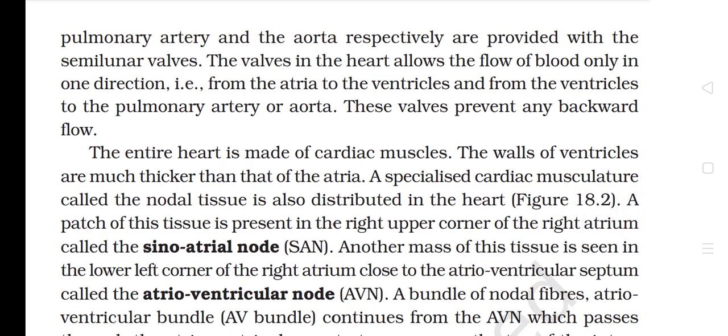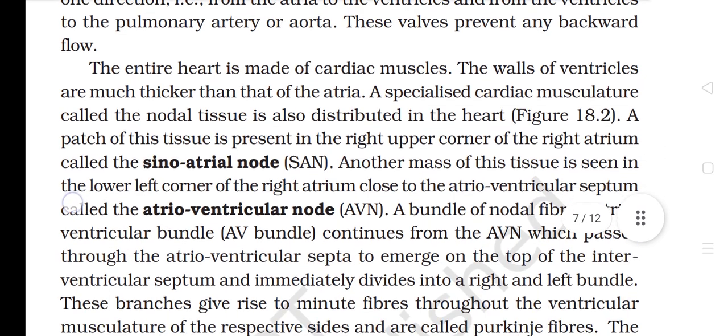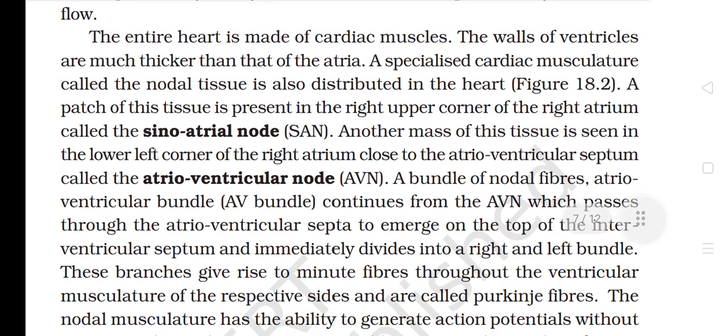The valves in the heart allow the flow of blood only in one direction, that is, from the atria to the ventricles and from the ventricles to the pulmonary artery or aorta. These valves prevent any backward flow. The entire heart is made of cardiac muscles. The walls of the ventricles are much thicker than those of the atria. A specialized cardiac musculature called the nodal tissue is also distributed in the heart.